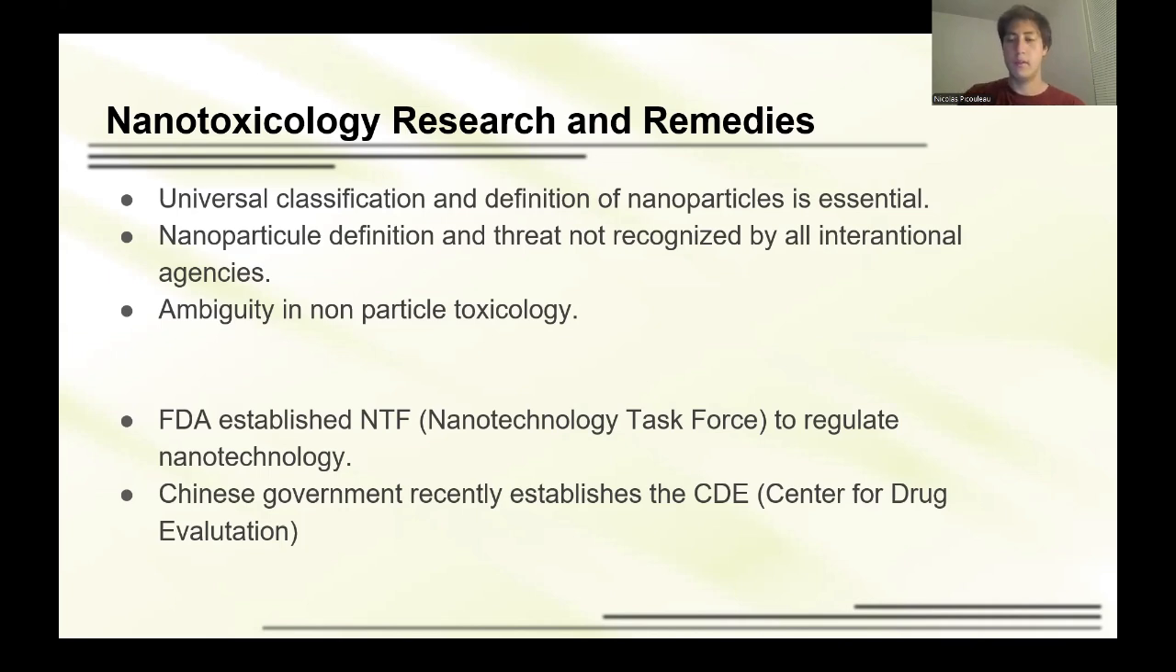However, even with these different agencies, our ability to pool our resources to solve the problems of nanoparticle contamination is very limited, because all these different agencies have different definitions for what constitutes a nanoparticle or nanoparticle contamination. And as such, it's very difficult to have these different agencies collaborate their data and create a unified solution when it comes to determining how to resolve nanotoxicological problems.